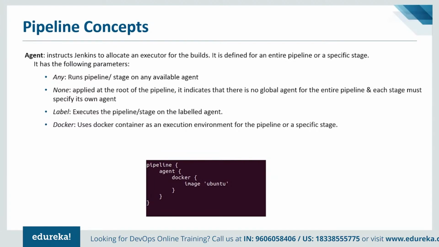Alright. So now let's move on to the next parameter, which is label. Now label is basically a name that you give to your agent, and the labeled agent will run the entire pipeline or a stage. After that is the Docker agent.